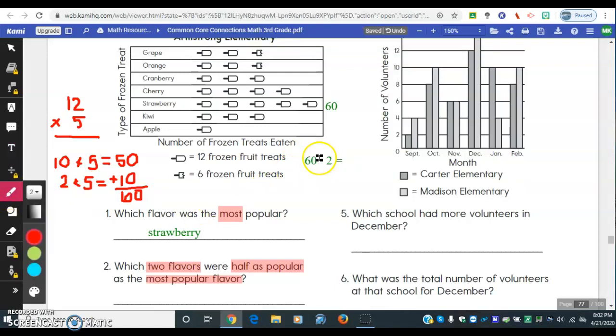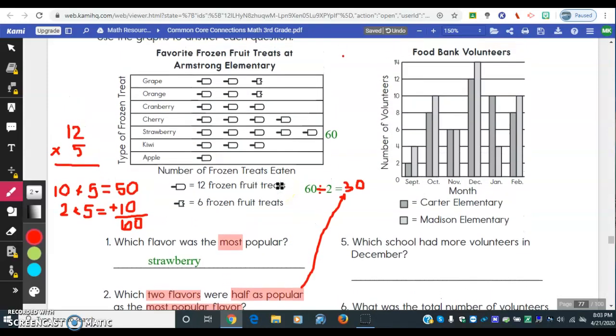Well, ignore the 0. Divide. And tell me what you get. 6 divided by 2. How many 2s make 6? 3. So if 3 2s make 6, then how many 2s make 60? 30 of them. So we are looking for the 2 flavors that were half as popular as the most popular flavor. Half as popular is 30. I'm looking for the 2 flavors that were at 30.